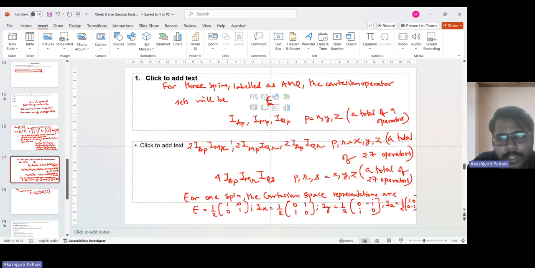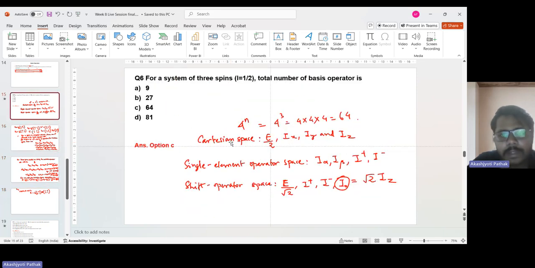For this question, you just need to remember the formula that for n number of spin systems, the total number of basis operators is given by 4 to the power n. Here n is the number of spin systems.